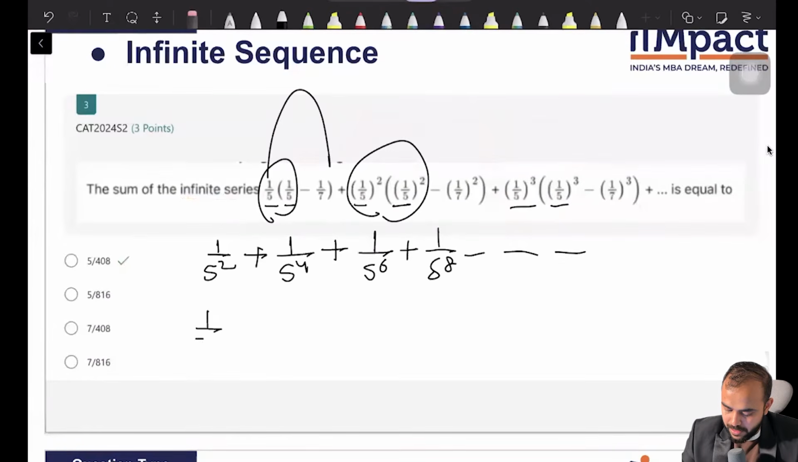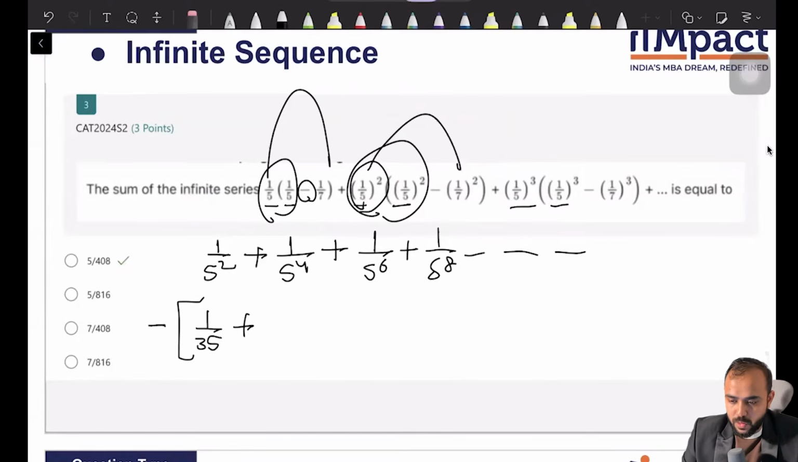What about 5 and 7? I will get 1 by 35. This will all be with a minus sign. Plus 1 by 5 square into 1 by 7 square. This is 1 by 35 square plus 1 by 35 cube, and so on.